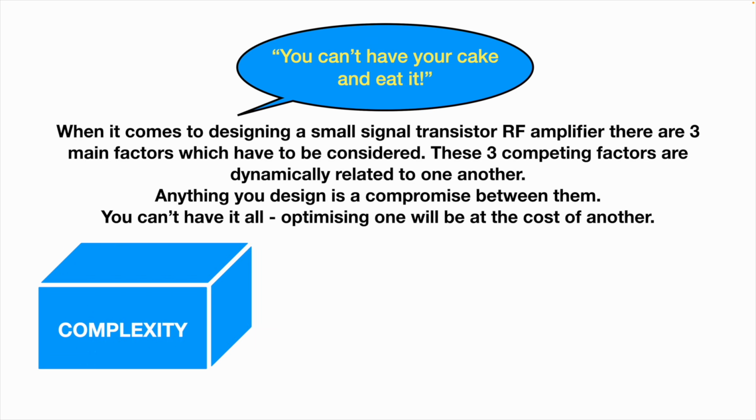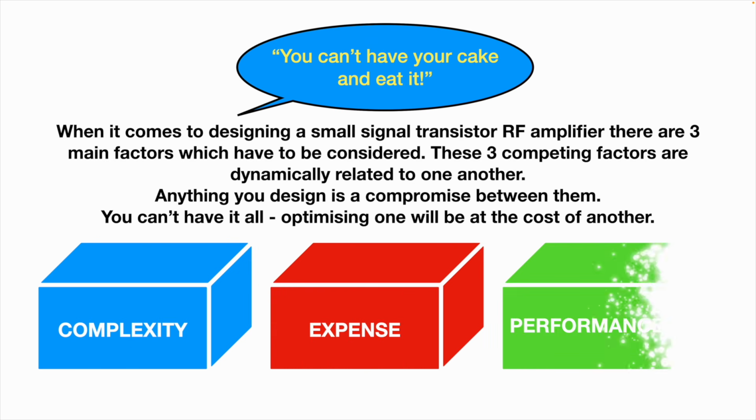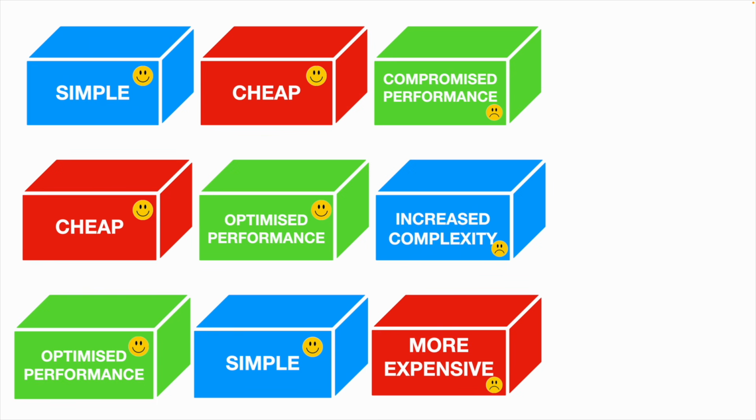So the three things I would suggest are complexity, expense, and performance. Basically, we want it to be as simple as we can get it. We want it to be as cheap as we can get it. A lot of us are radio hams, we're tightwads, we never want to spend any money on anything. But also we want it to perform well. And I'm afraid you can't tick every box to the extent that you would like.